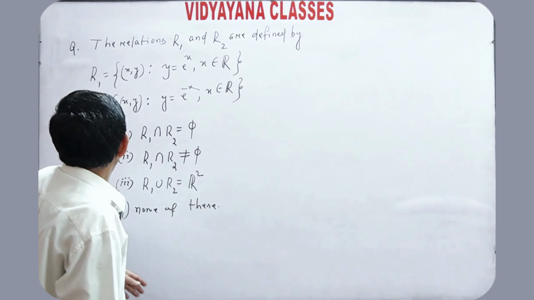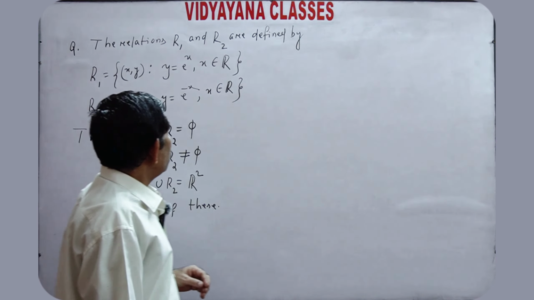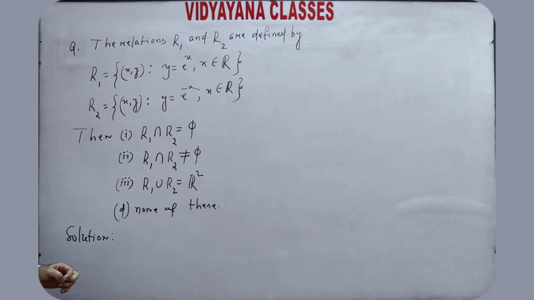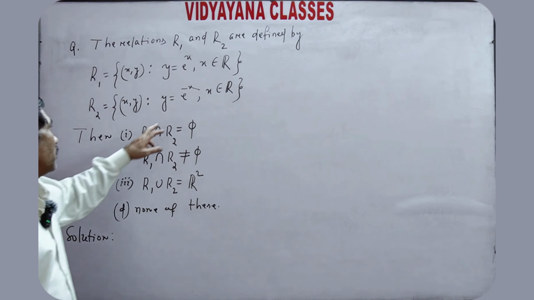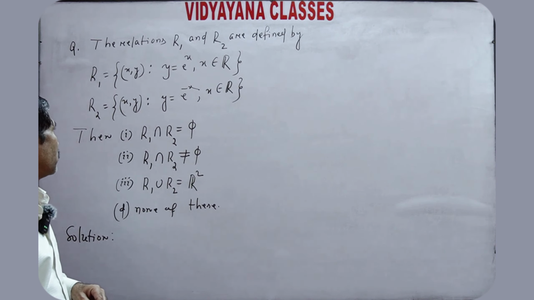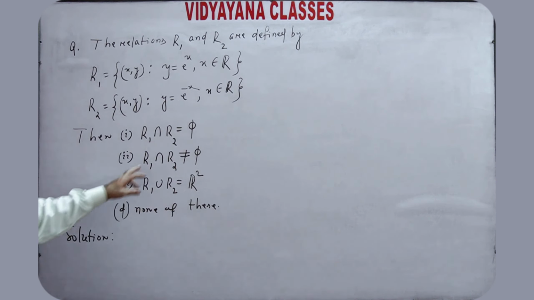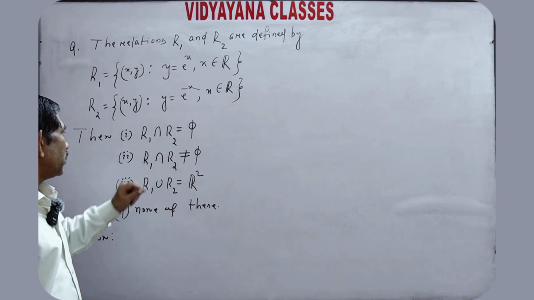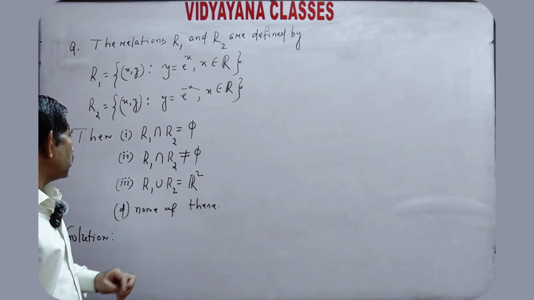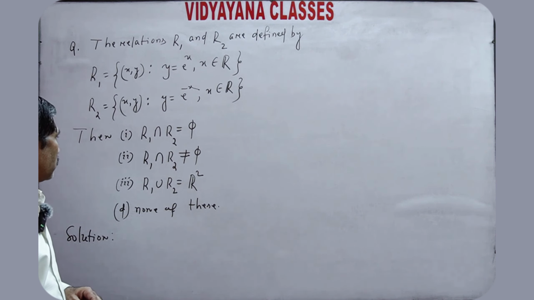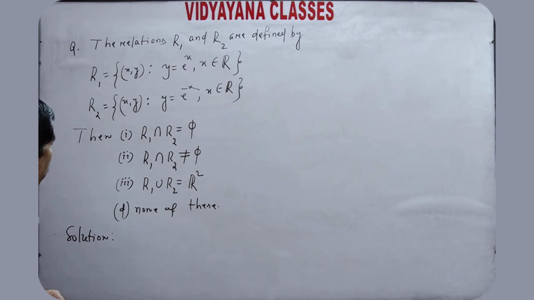Next, the relations R1 and R2 are defined by R1 is the set of ordered pairs (x, y) such that y is equal to e to the x, x belongs to the real set, and R2 is the collection of ordered pairs (x, y) such that y is equal to e to the minus x, x belongs to the real set. Then which of the following is true? R1 intersection R2 is equal to phi, R1 intersection R2 not equal to phi, R1 union R2 is equal to R square, that means square of the real set, and none of these.